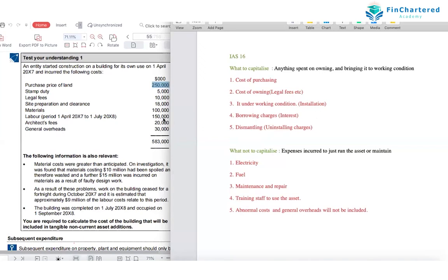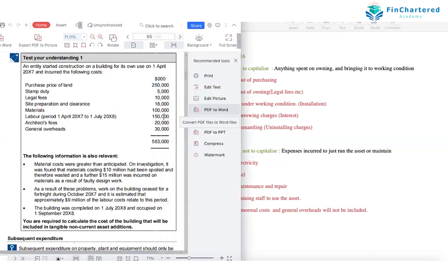Quickly. Very good, Sarah. Let's see who gives the answers first. So the first one was given by Sarah. That's absolutely right. 250 will be included. Stamp duty, again, it's like legal money. Yes, it will be included. Legal fees, will we include or no? Very good, absolutely right. Legal fees will be included. Site preparation and clearance. Remember, without clearing the site, can you construct the building? No. So site preparation and clearance, yes or no? Yes, it will be included.